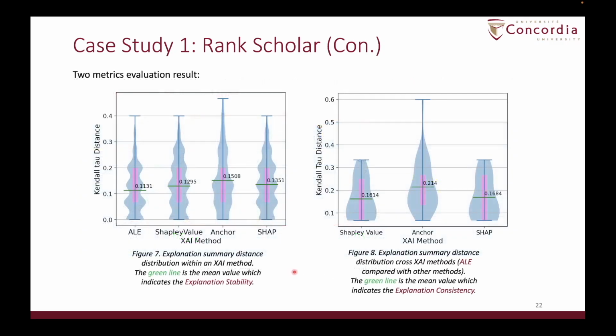This is the evaluation result of case study 1. We used the violin plot to present the distance values. Figure 7 shows the summary distance within a method. The green line indicates the mean value, and then we know that ALE method is the most stable one. Figure 8 shows the consistency between the ALE method and the other 3 methods. Then we know that Shapley value method is closer to ALE method.